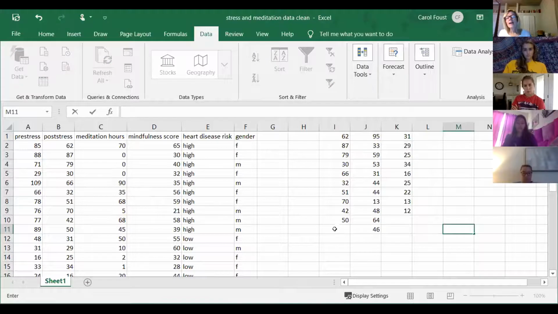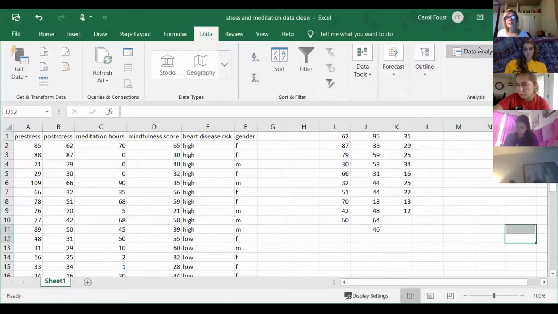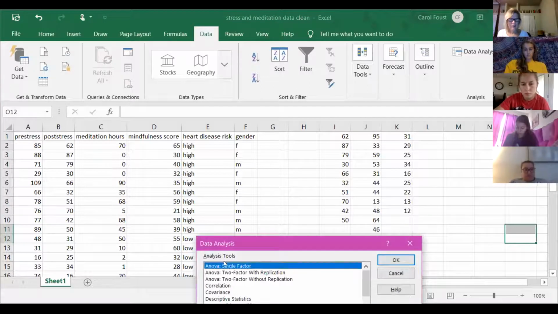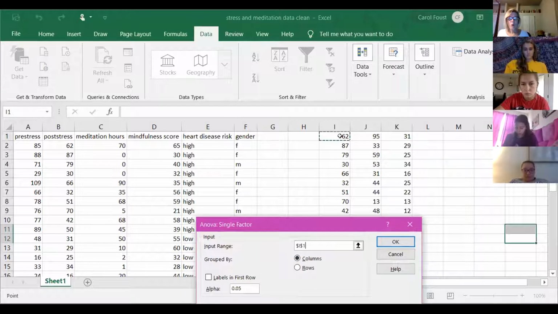Okay. ANOVA doesn't require you to have equal numbers in each group. So this is okay if there's a little bit of difference in numbers. There are some things you run where you have to have equal numbers, but ANOVA will do this. So when you run the ANOVA, we're just going to do a single factor. You just have to grab this whole input range.